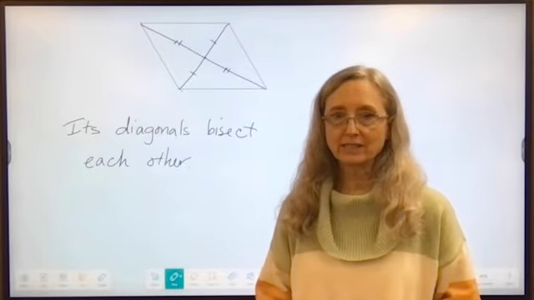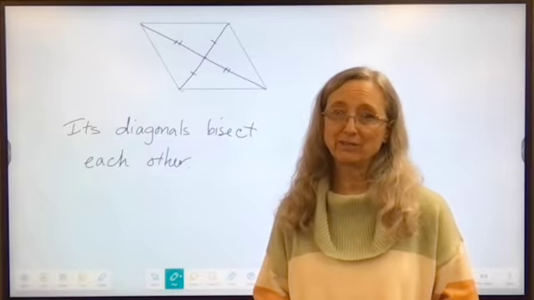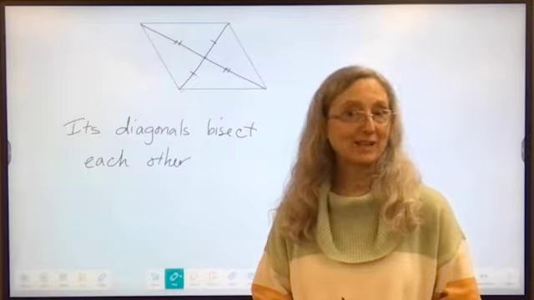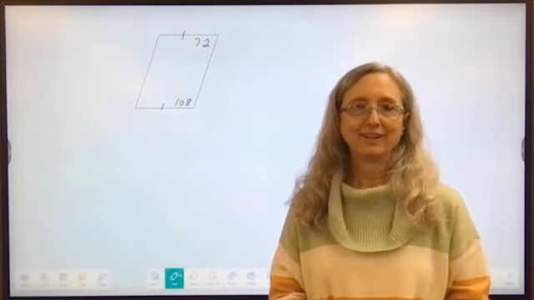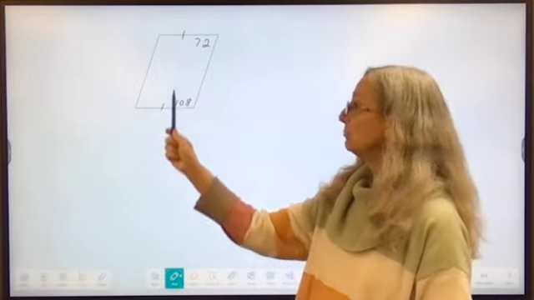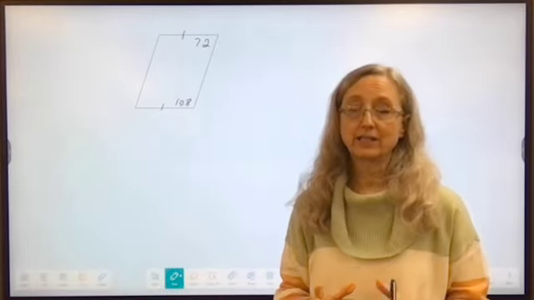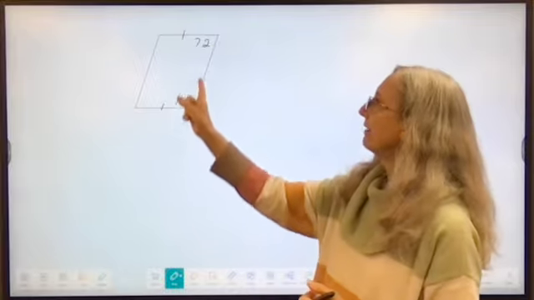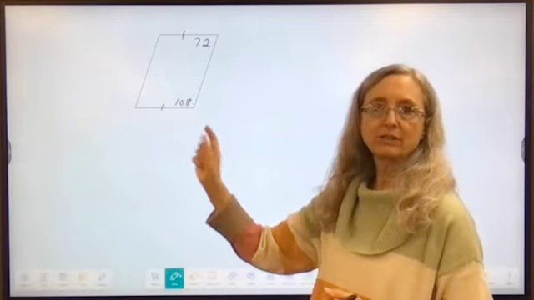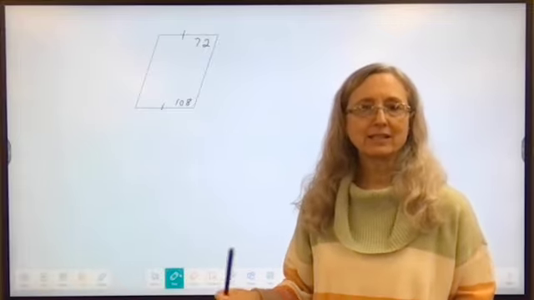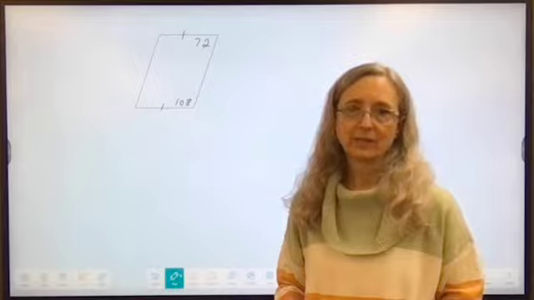Now we're going to look at several quadrilaterals and try to figure out, is this a parallelogram or not, and how can we tell? Okay, here I have a quadrilateral. I have one pair of opposite sides as congruent. That's not enough. And I have these two angles. This one's 72 and this one's 108. Is this enough information to say that this is a parallelogram?